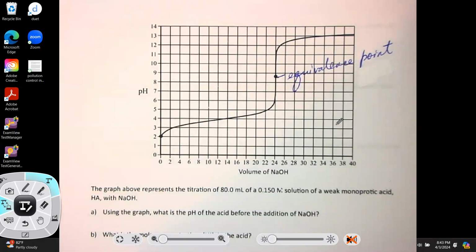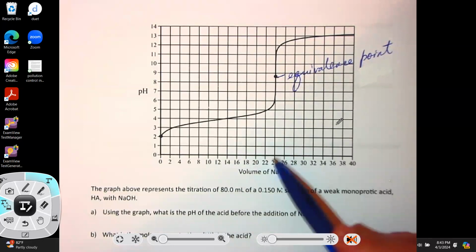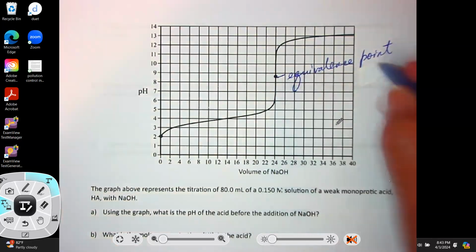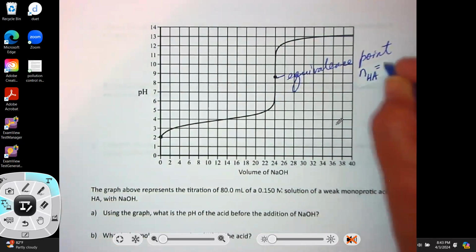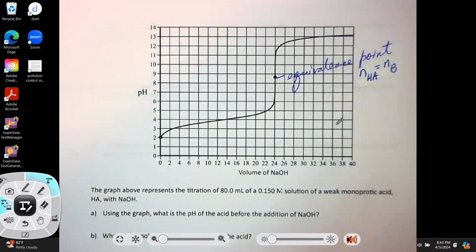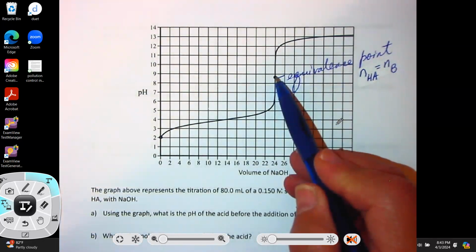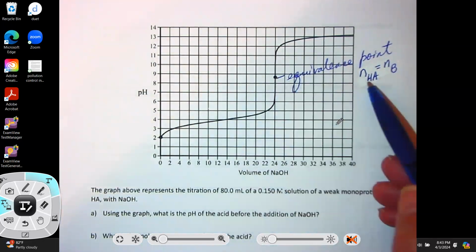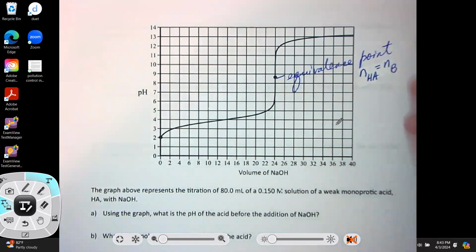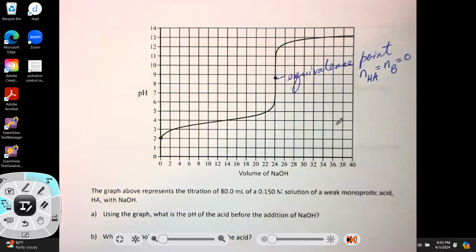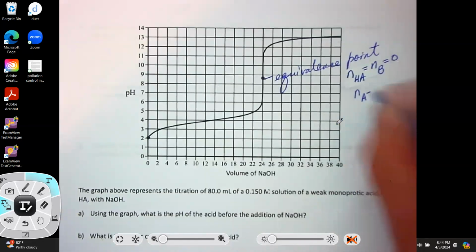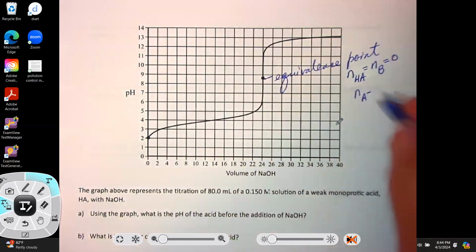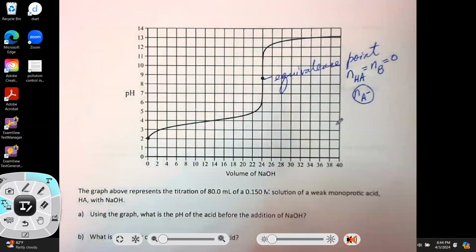Okay, but the equivalence point, which is the point in which the number of moles of the acid equals the number of moles of the base, so they basically neutralize each other, is this point over here. And at this point, you're not going to have any acid and you're not going to have any base. The number of moles of those is 0. But instead, you're going to have the conjugate base of the weak acid. So this is the only species that is going to be present at the equivalence point.